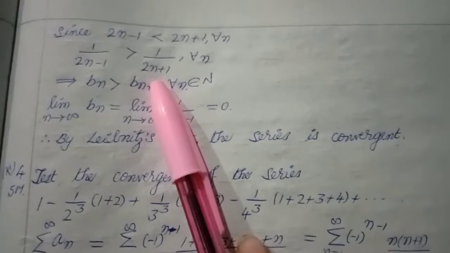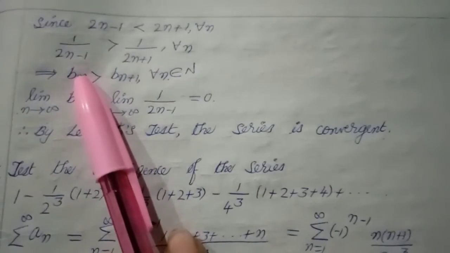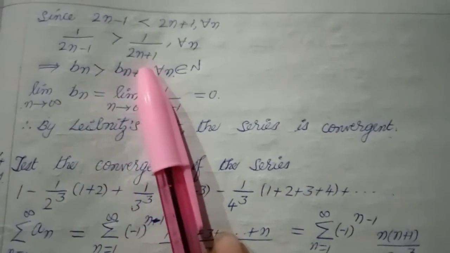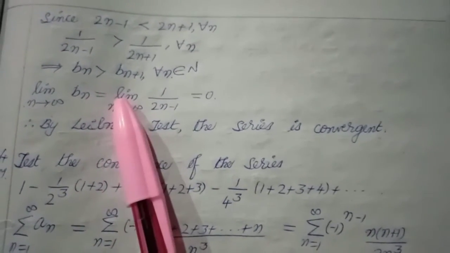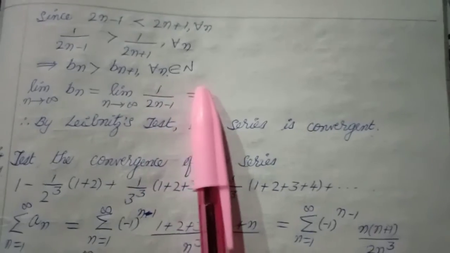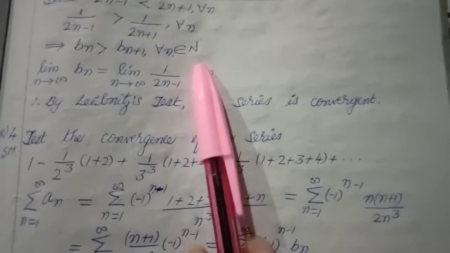Now you know, since 2n minus 1 is less than 2n plus 1, let me take the reciprocal. When we are taking the reciprocal, the inequality changes. So I get 1 by 2n minus 1 is greater than 1 by 2n plus 1, and these are nothing but bn is greater than bn plus 1 for all n belongs to N. Now this is our first condition.